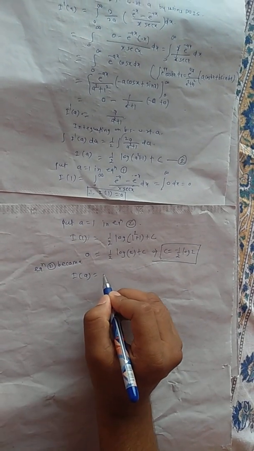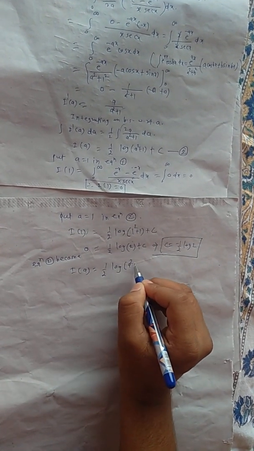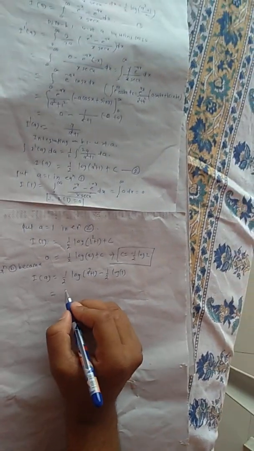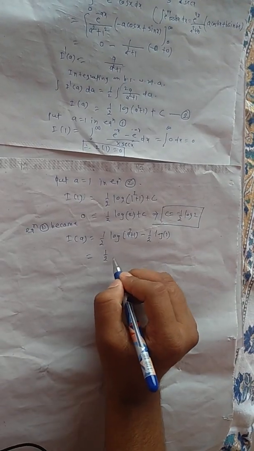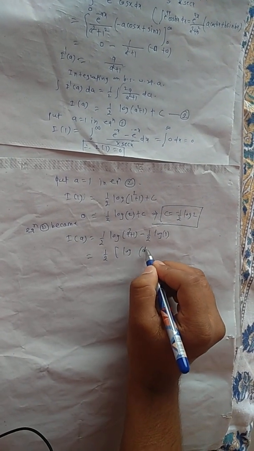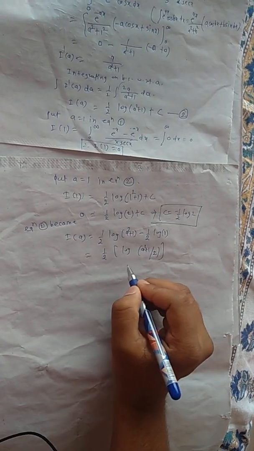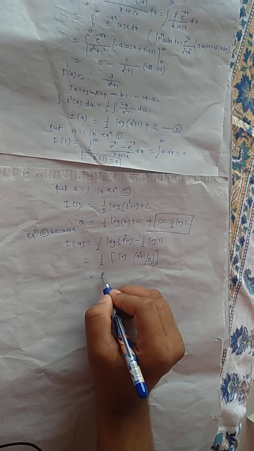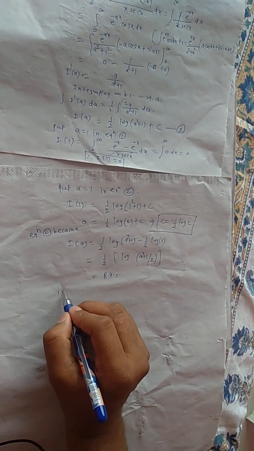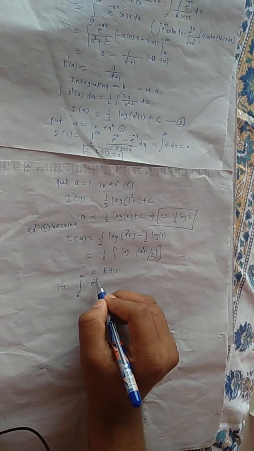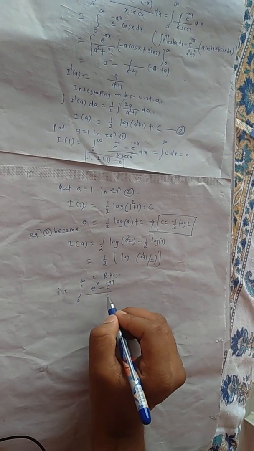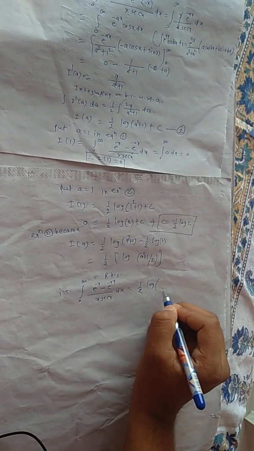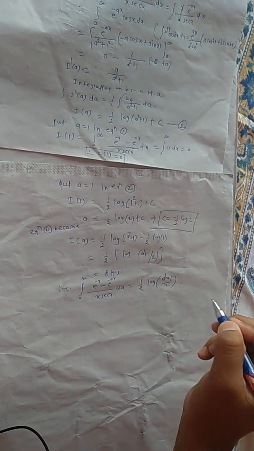I of a is equal to 1 by 2 log of a square plus 1 minus 1 by 2 log of 2. So by laws of logarithm we write 1 by 2 log of (a square plus 1) upon 2, and this is equal to the RHS, that is integration 0 to infinity (e raised to minus x minus e raised to minus ax) upon x into sec x dx is equal to 1 by 2 log of (a square plus 1) upon 2, hence proved.